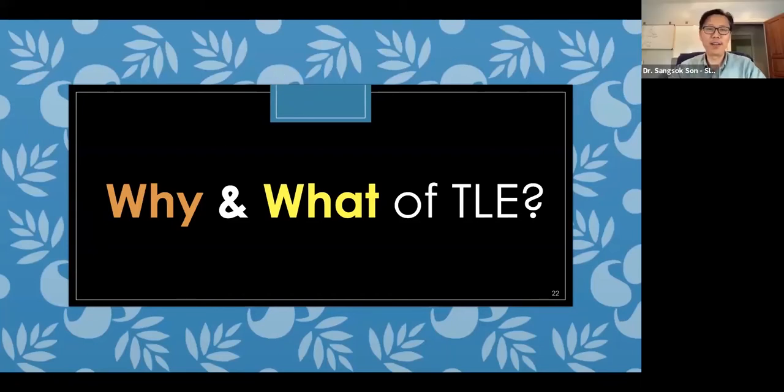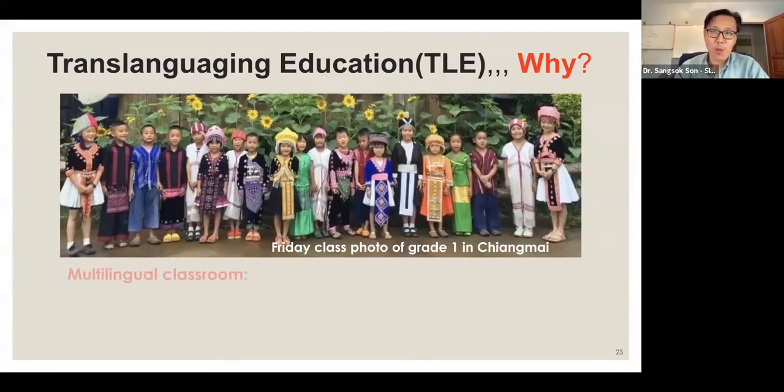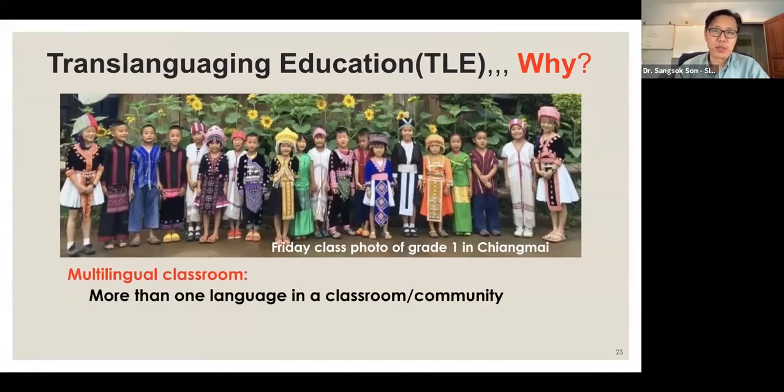Okay, so now let me talk about translanguaging education, why and what. Why are we talking about translanguaging education? It's because we have two reasons. First of all, in many cases, we have multilingual classrooms. In one classroom, there are students who are coming from different linguistic backgrounds.